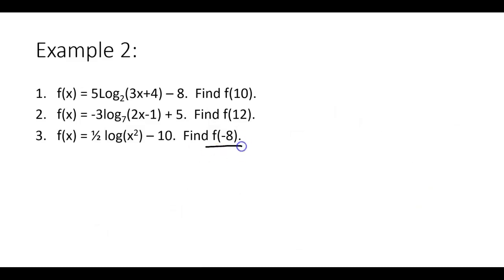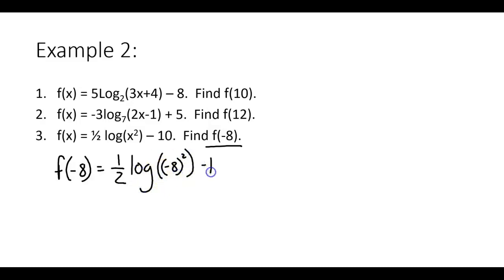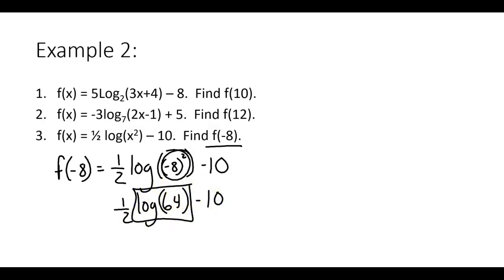So we want to find f of negative 8 for number 3. Right? So once again, we're going to square that. Do the inside parentheses first. Then we're going to do this. Now, do I need change of base for this? We don't, because it's already base 10, right? So there I can just type it right into my calculator just like that.